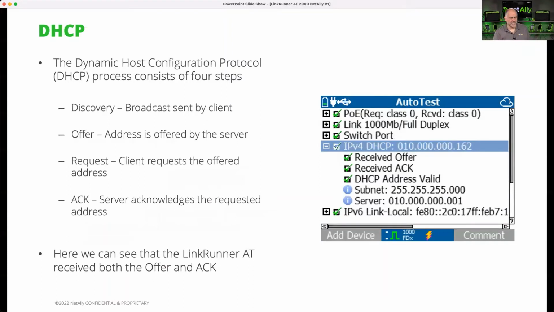So now with DHCP, here we're seeing that we got our offer, we received our ACK, we're connected up. So how does DHCP work? We send out a DHCP discover. That DHCP discover is picked up by the DHCP server. It grabs an address from the pool, sends it back to us, and says, hey, here's an address I want to offer to you. We send a request.